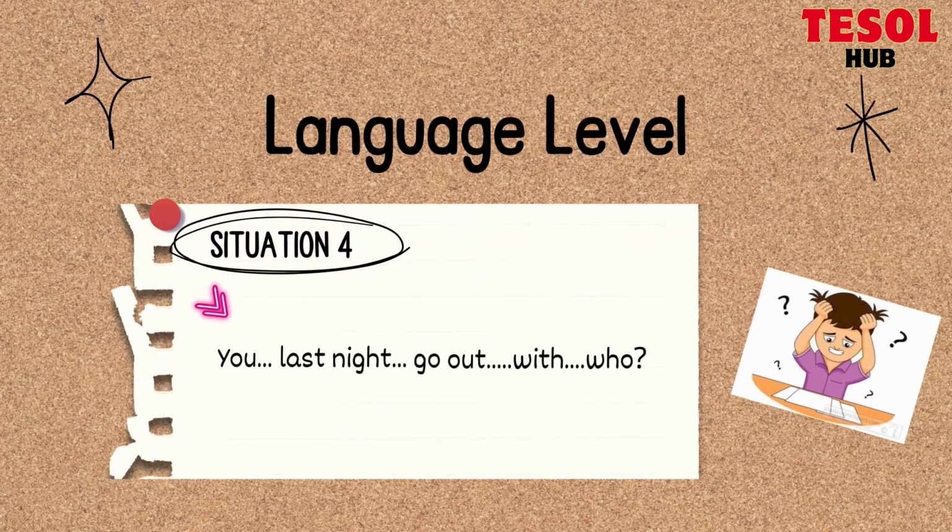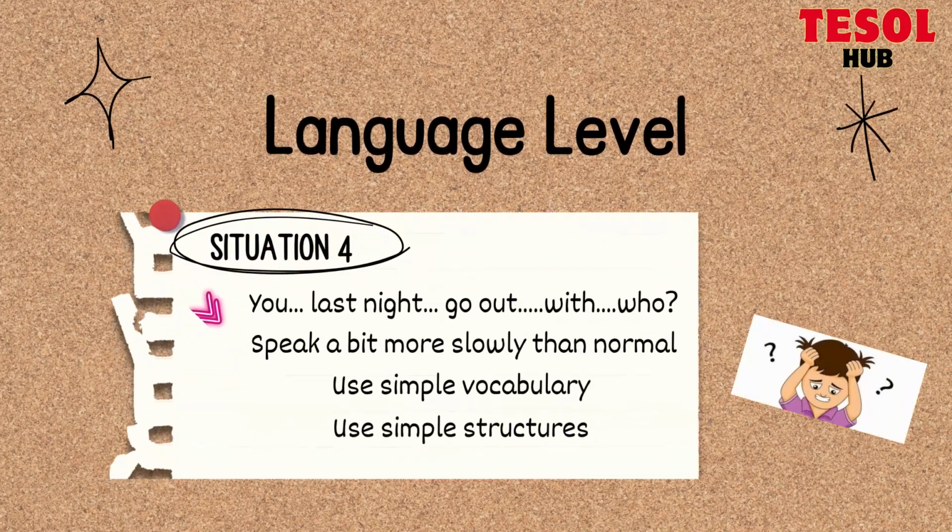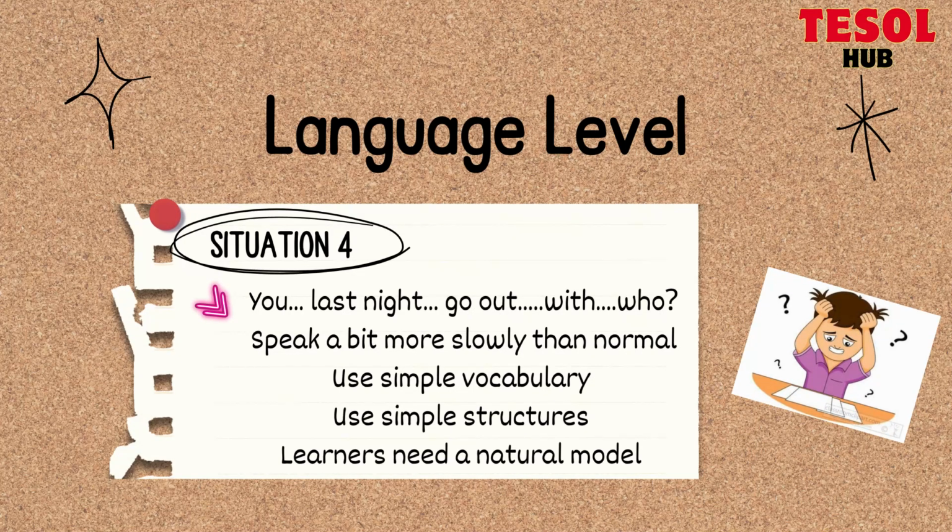Situation number 4. Look at this line. The teacher is saying, you, last night, go out with who? So the teacher is trying to keep it simple, but this is not a natural one. It's not a normal way of speaking with the students. So it might be confusing. So speak a bit more slowly than normal, but not so slowly. Use simple vocabulary, use simple structure. Your learner needs a natural model.